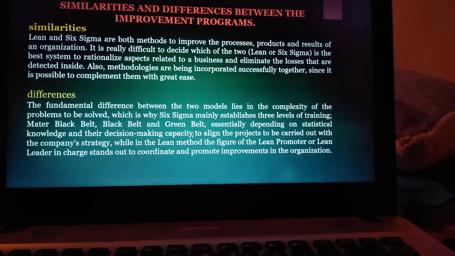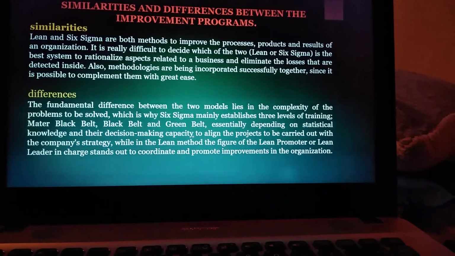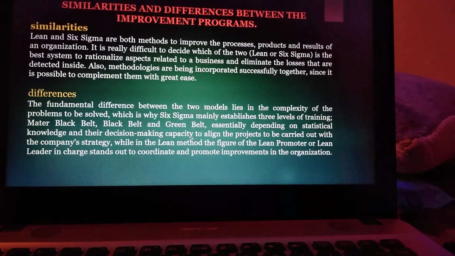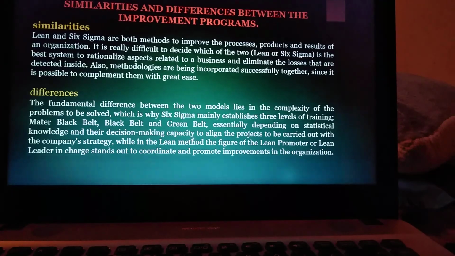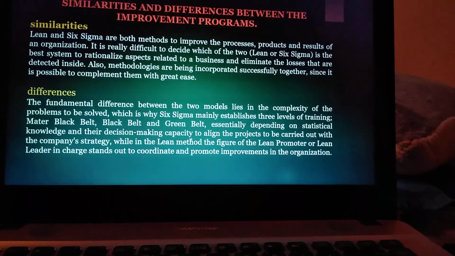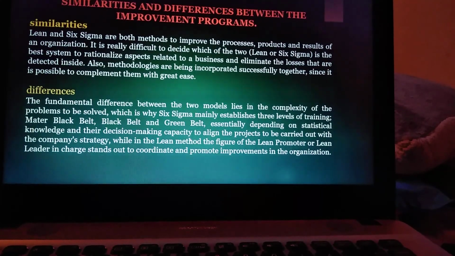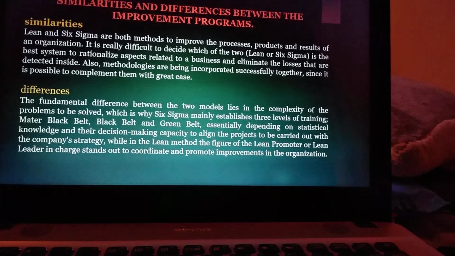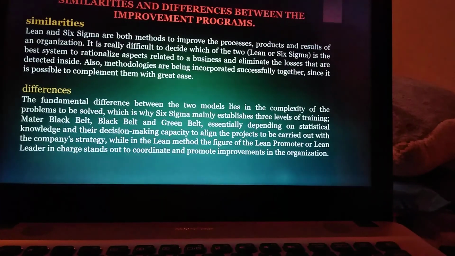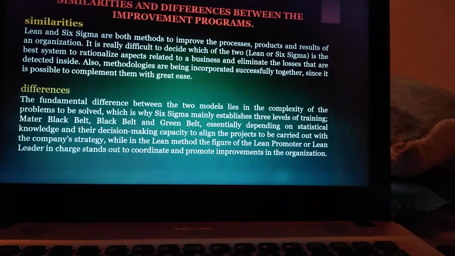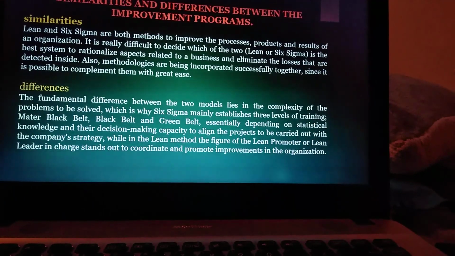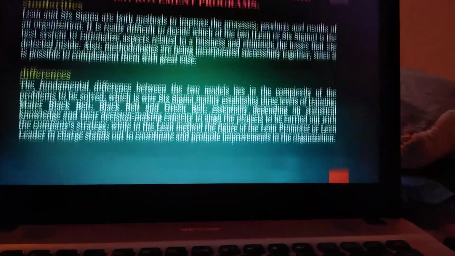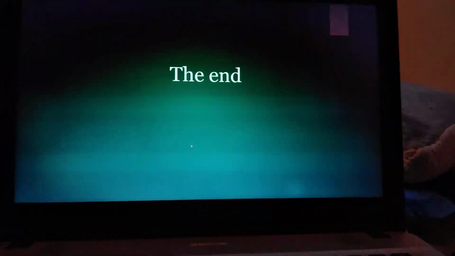statistical knowledge and their decision-making capacity to link the projects to be carried out with the company's strategy. While in the Lean method, the figure of the Lean promoter or Lean leader stands out, in charge of coordinating and promoting improvement in the organization. Thank you.